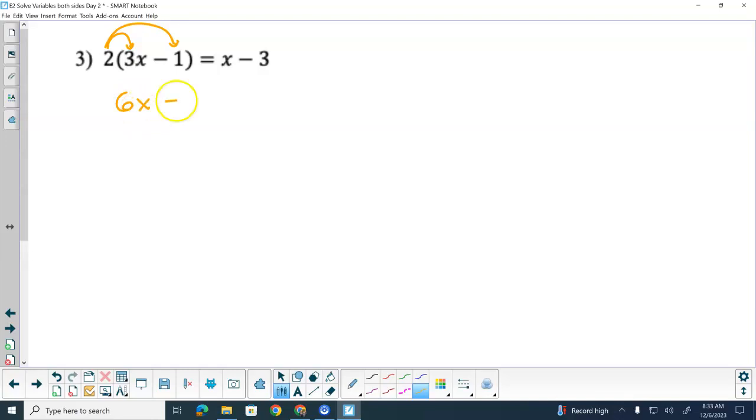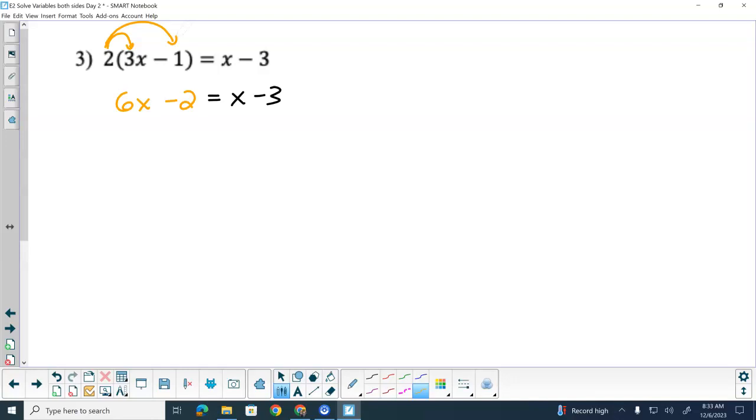Negative 2. Good job. Make sure you're drawing those arrows, please, because otherwise, many of you forgot to do 2 times negative 1. Many of you just do this and that's it. Because you're not drawing your arrows, you distribute the first step, and then you lose track of what you're doing, and then you make a mistake, and then all your work's wrong, and it makes you feel sad.